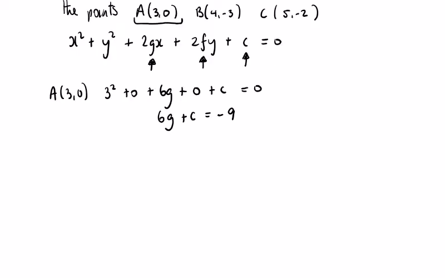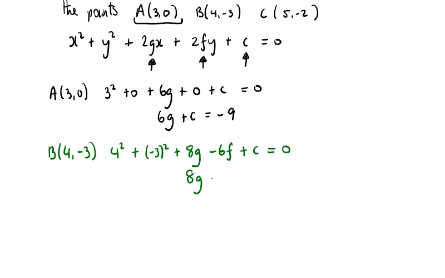Now we're going to sub B in, 4, minus 3. We're going to get 4 squared plus minus 3 squared plus 4 times 2 times g, so that's going to give me 8g. And then we're going to have minus 3 by 2, so minus 6f plus c equals 0. So we'll end up with 8g minus 6f plus c is equal to, we're going to have a 16 and a 9, so we're going to have minus 25 when we bring those two across.